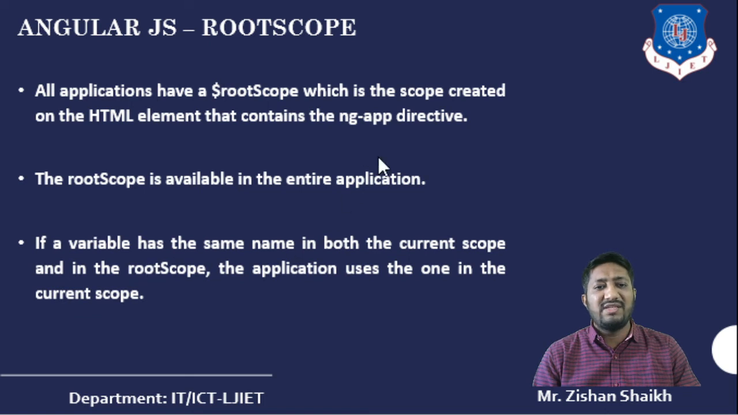If a variable has the same name in both the current scope and the root scope, the application uses the current scope only. Okay, so let's understand the concept of root scope with the help of one example.